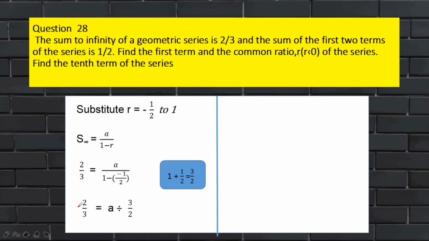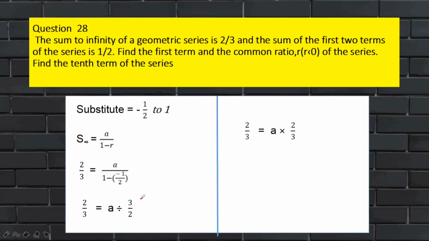Okay, next step is 2 over 3 equals a divided by 3 over 2. Because it's a fraction, so divided by 3 over 2. In fractions, you can't divide, so we need to multiply with the reciprocal of the fraction. So what's the reciprocal? It is 2 over 3 equals a times 2 over 3. You can see it is actually in the inverted form. So next step is a equals 6 over 6, because 3 times 2 and 2 times 3. So 6 over 6 equals 1. So the first term is 1.